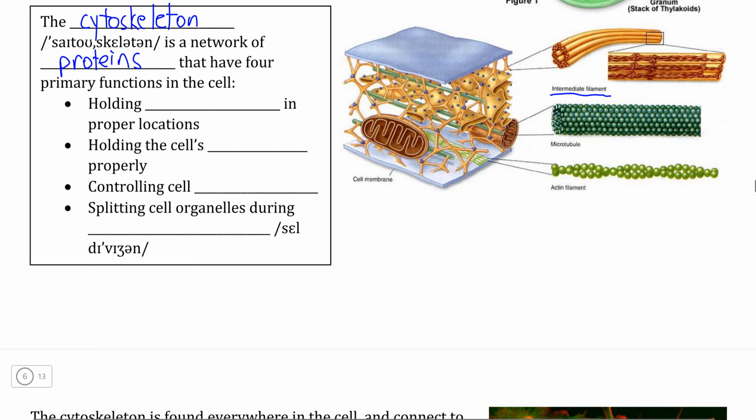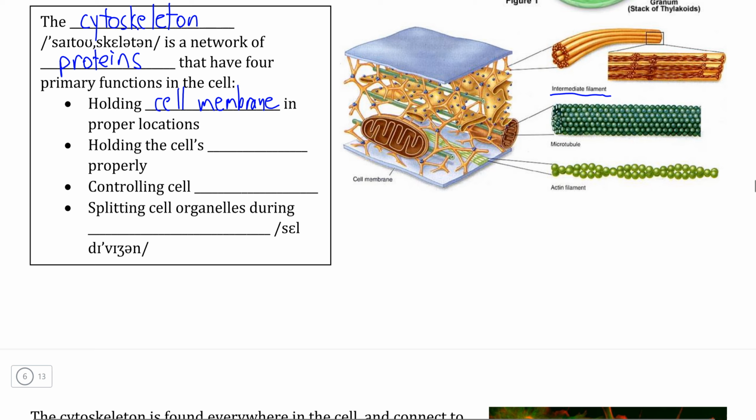So the first function of intermediate filaments is to actually hold the cell membrane in its proper location. And the intermediate filaments, when they do this, give the cell its proper shape. This is the reason why every single type of cell in the human body has a distinctive shape, because intermediate filaments anchor the cell membrane in order to give each cell its specific shape.